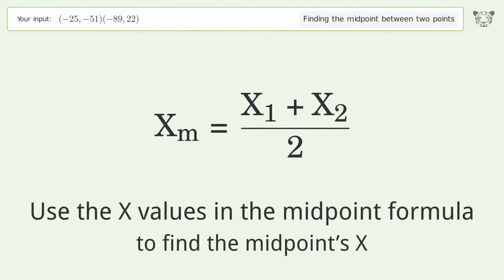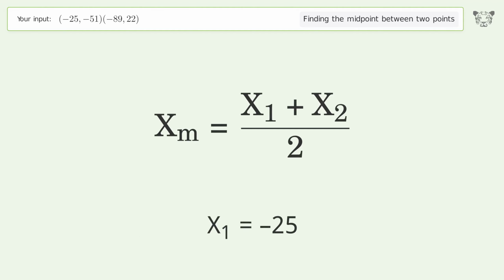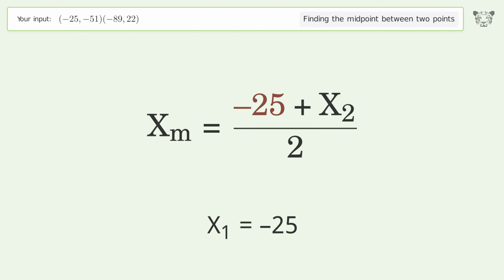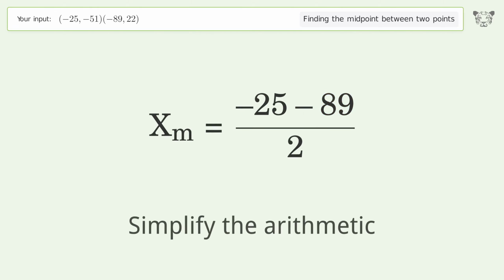Use the x values in the midpoint formula to find the midpoint's x. x1 equals -25. x2 equals -89. Simplify the arithmetic.